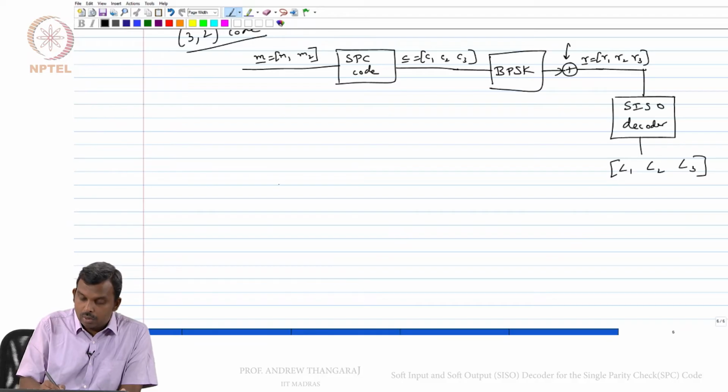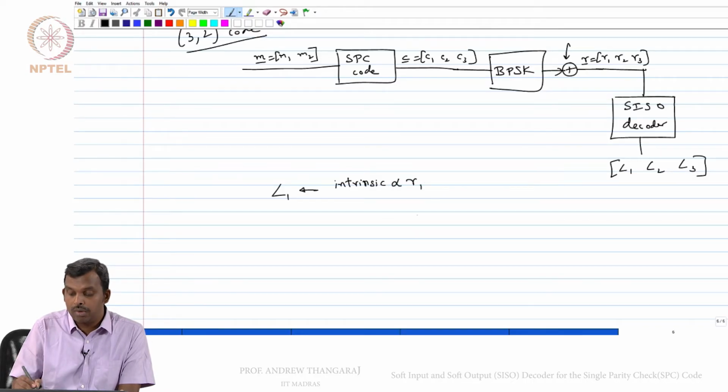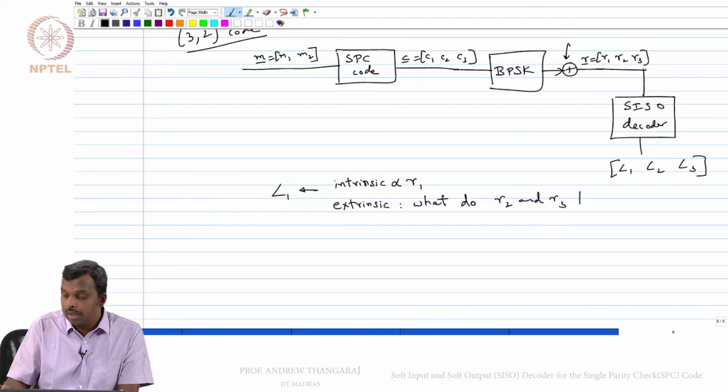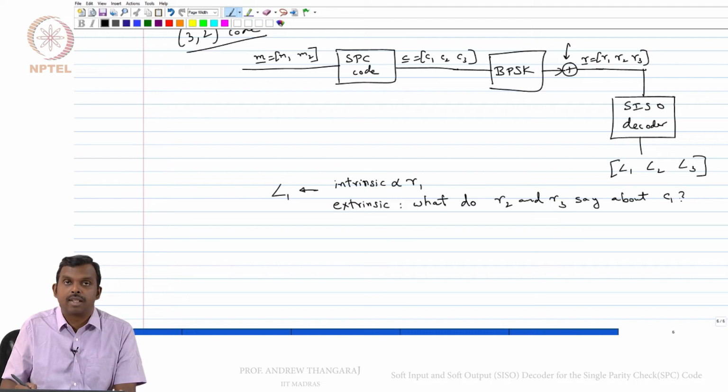To think about this, let's look at L1. How do we compute L1? L1 is going to have an intrinsic part, which is just R1. It's going to be proportional to R1. We know that. And what about the extrinsic? To answer this, look at what that question really means. What do R2 and R3 say about C1? That's the question about the extrinsic information.